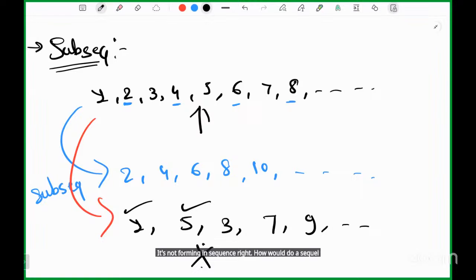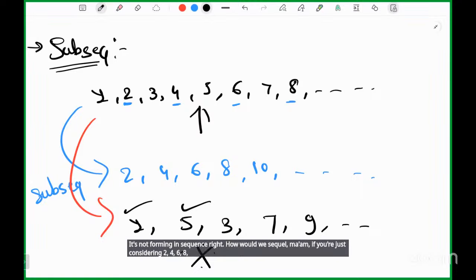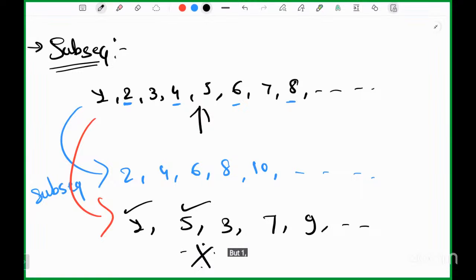How would it be a sequence, ma'am? If just considering 2, 4, 6, 8, 10, it's the next even number. But 1, 5, 6, 8, there is a non-matching, ma'am. Yeah, it's not coming in order, right? It's okay.